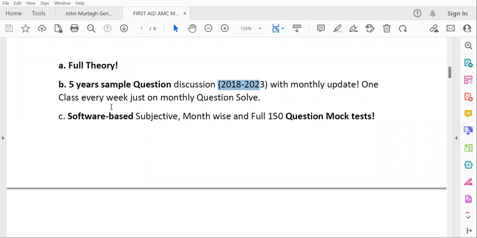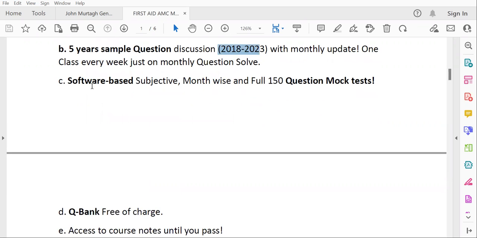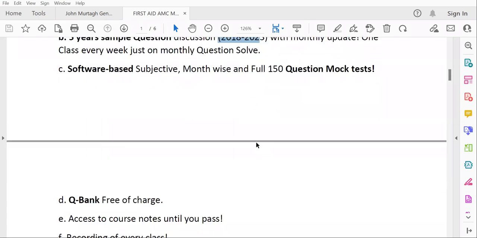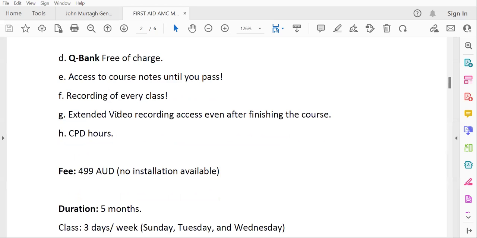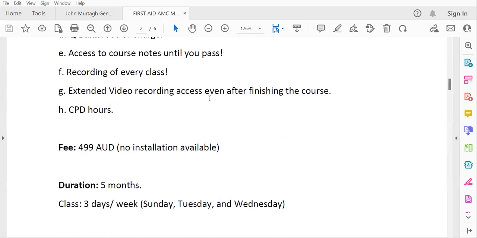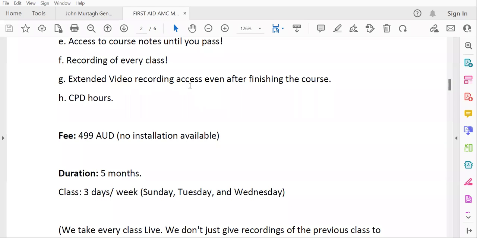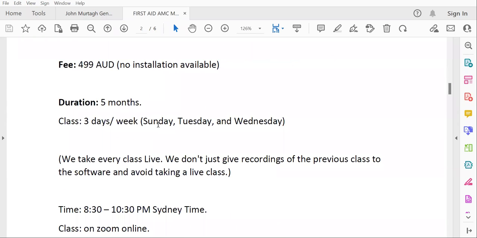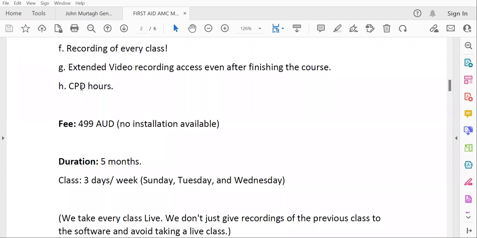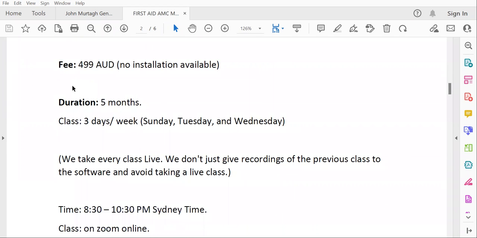You have 1 to 2 classes every week on the question solutions. In the software, you get lots of mock tests, subjective, month-wise, even full mock tests, which have 150 questions. QBank, you get access to the course notes until you pass. You get a recording of every class, which has extended access even after finishing the course. And also you can go for some CPD hours if you do the class.